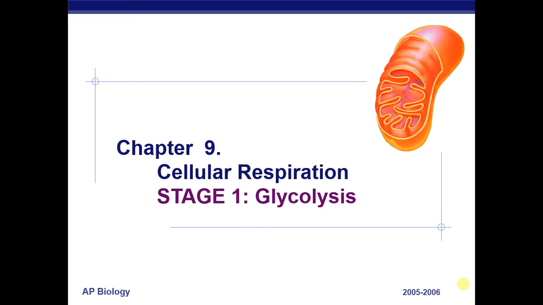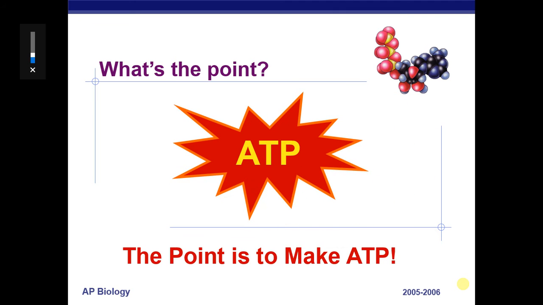So today we are going to begin our journey with breaking down glucose and turning it into ATP with glycolysis, the first stage of cellular respiration. Just remember what the whole point of this is. The whole point is to make ATP energy, all right? To harvest as much energy as we can from the bonds between the different atoms in glucose and turn it into ATP, which the cell can use for energy.